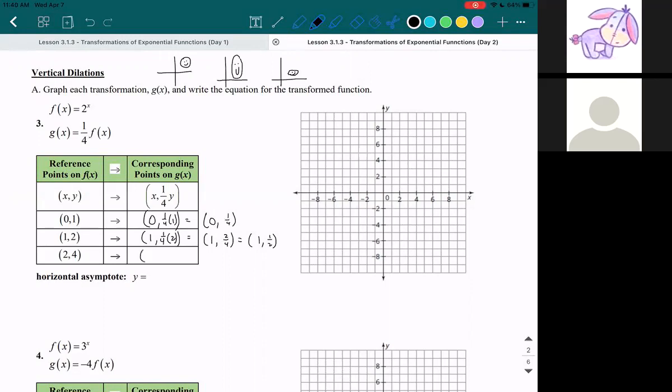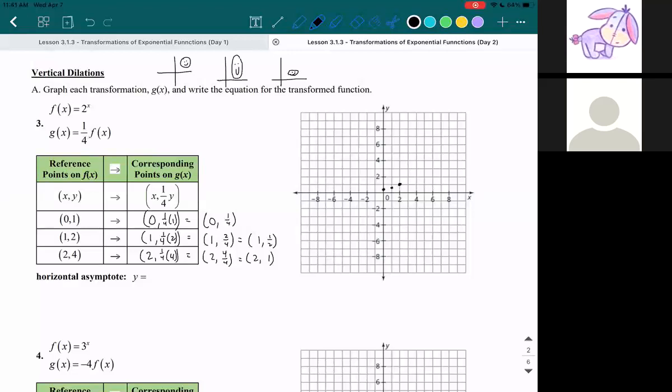Last one, x stays the same. Y gets multiplied by 1/4. So x stays the same, and then we get 4 over 4, which simplifies to 1, because 4 divided by 4 is just 1. So now we have our 3 points, and I'm going to do my best to graph these fractions because it's a little bit harder to graph fractions. Everything's a bit squished. But 0, 1/4, I guess the whole point is that it's squished, right? 1, 1/2, 2, 1. So you'll notice it is getting a little bit higher, but it's still very squished.